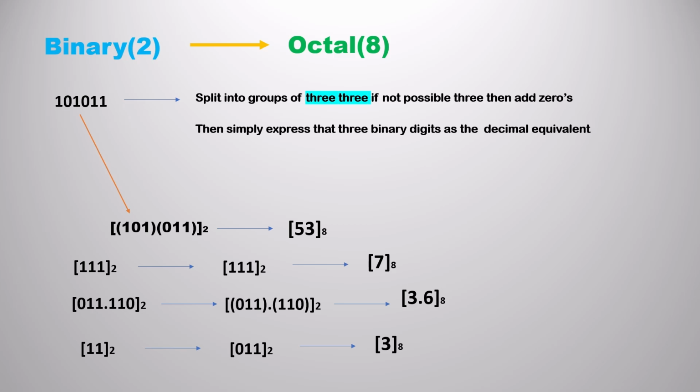So that's it. And if you got only two ones, then it's an important case. Add a zero at the end. After the point, add a zero after the last binary digit. But here, there is no decimal point, so we need to add a zero at the end. The result would be 3 in octal.